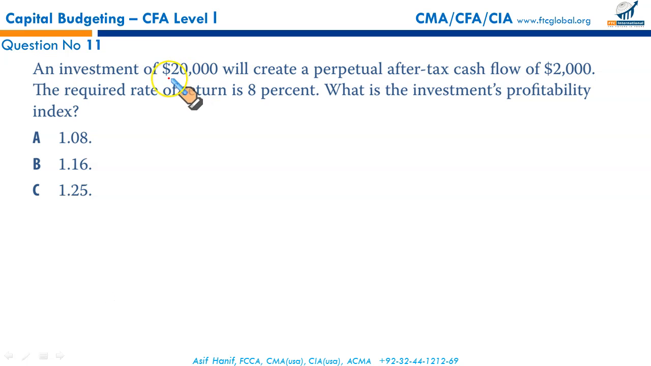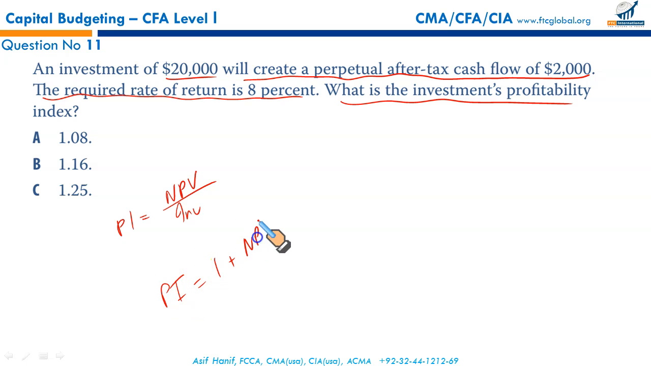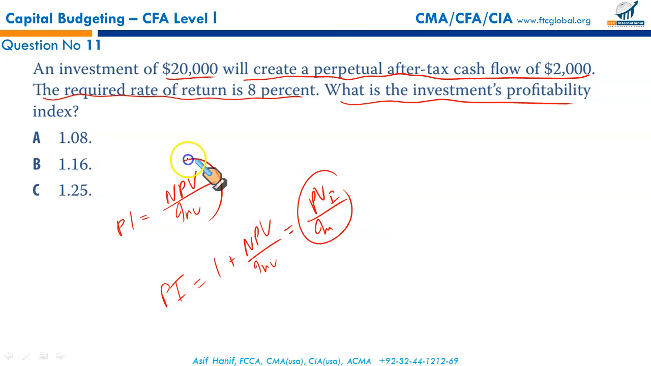An investment of $20,000 will create perpetual after-tax cash flows of $2,000. The required rate of return is 8%. What is the investment's profitability index? There are two ways you can calculate profitability index. One is NPV upon initial investment. The other is 1 plus NPV upon initial investment. This basically is present value of inflows upon initial investment. So they will differ by 1.